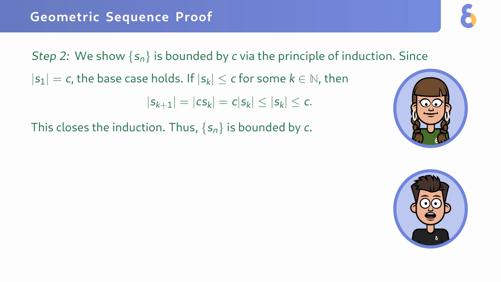Okay, wait. The first step made sense, but why can you just pull the c outside the absolute value? So the reason we can do that is because we know that c is a positive number.